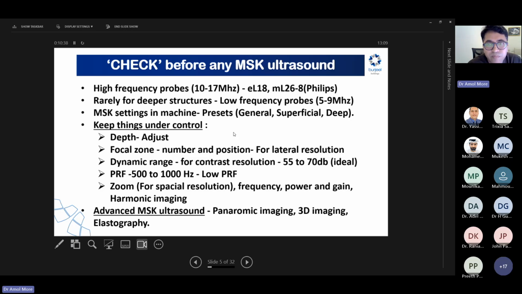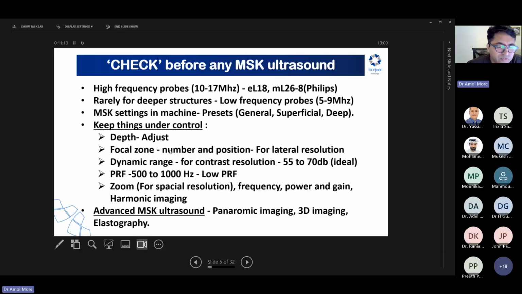And if you keep your presets ready on your machines, like particularly we have abdominal presets, in the same setup you should have your musculoskeletal presets ready so that your efficiency for doing MSK ultrasounds will be more. Those presets, whether you want to assess the general MSK, superficial part or deep part, you can get your application specialist's help and make them ready on your machine. That will be more helpful for your day-to-day practice.